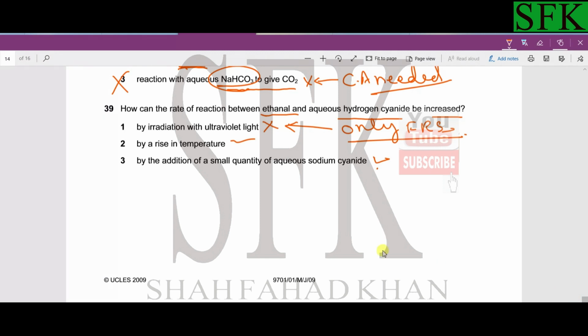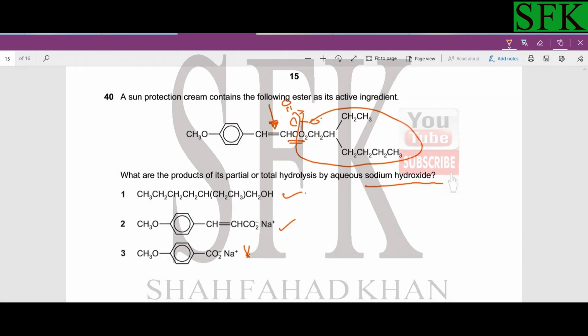What about 39? How can the rate of reaction between ethanol and hydrogen cyanide be increased? This is a nucleophilic addition reaction. Irradiation with ultraviolet light? Actually, no. Ultraviolet light is needed for free radical substitution because the activation energy is provided by that. So if one is wrong, then second and third are correct. Then moving on to the next part, 40.